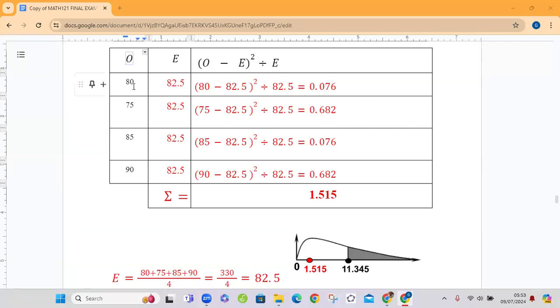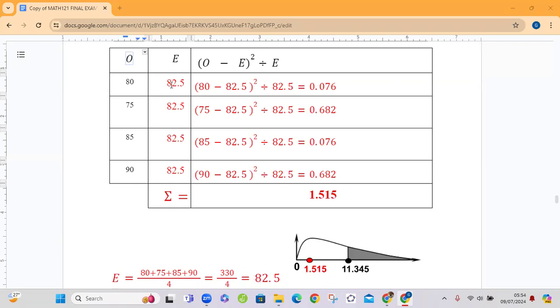So here's the data, and here's how it was processed. 4 snack booths were observed. 80 went to one, 75 went to the other, 85 to the other, and 90 went to the other. So that is what was observed. So the expected values will be the sum of the observed divided by n. 80 plus 75 plus 85 plus 90 divided by 4. So we got an expected value of 82.5.